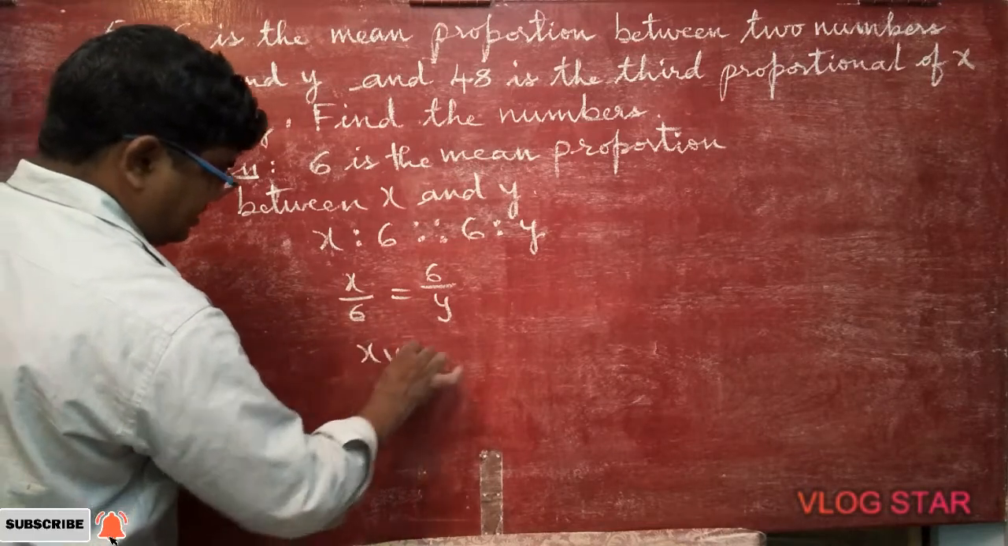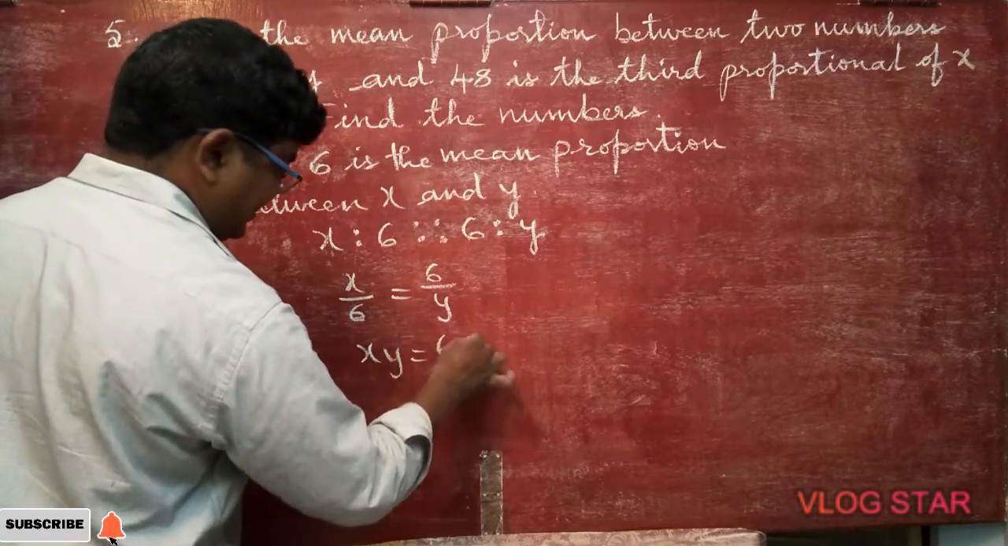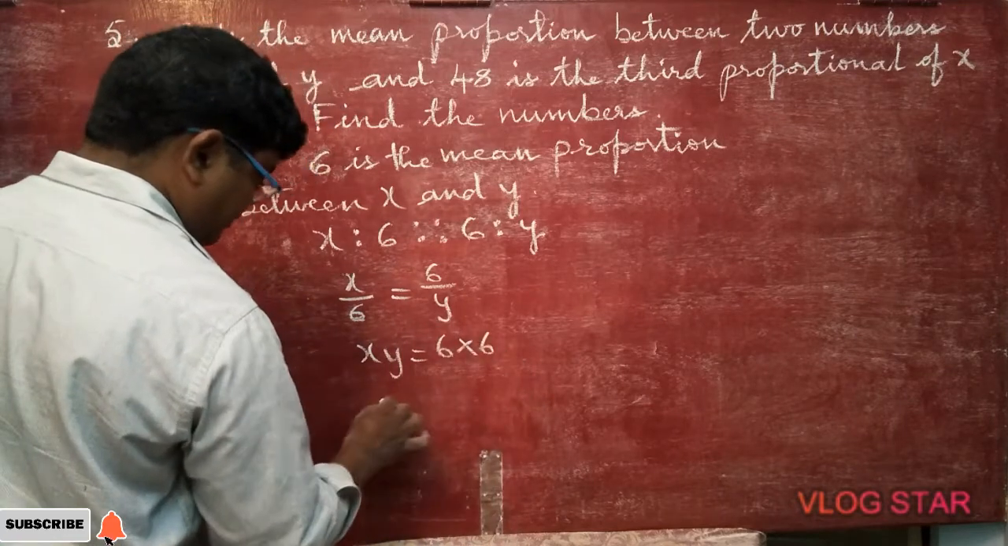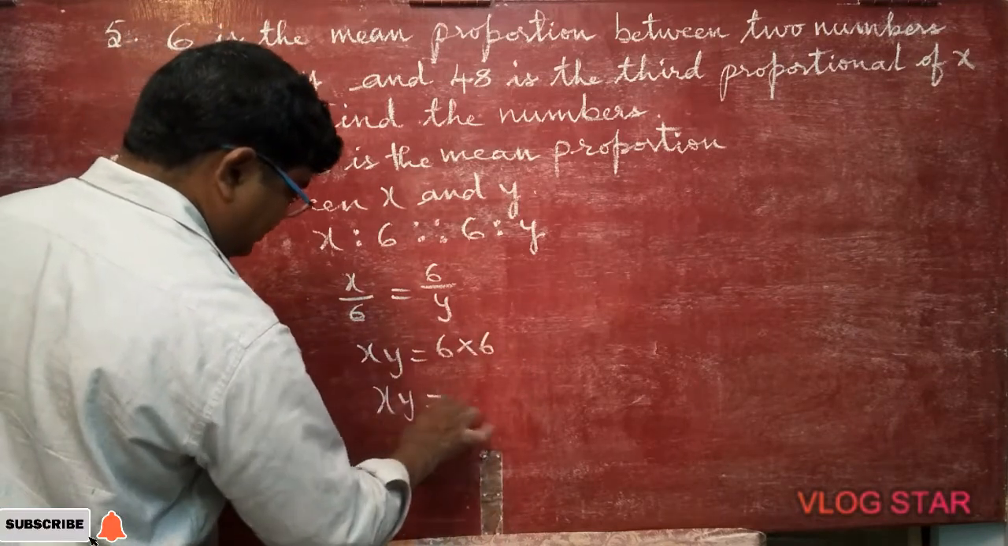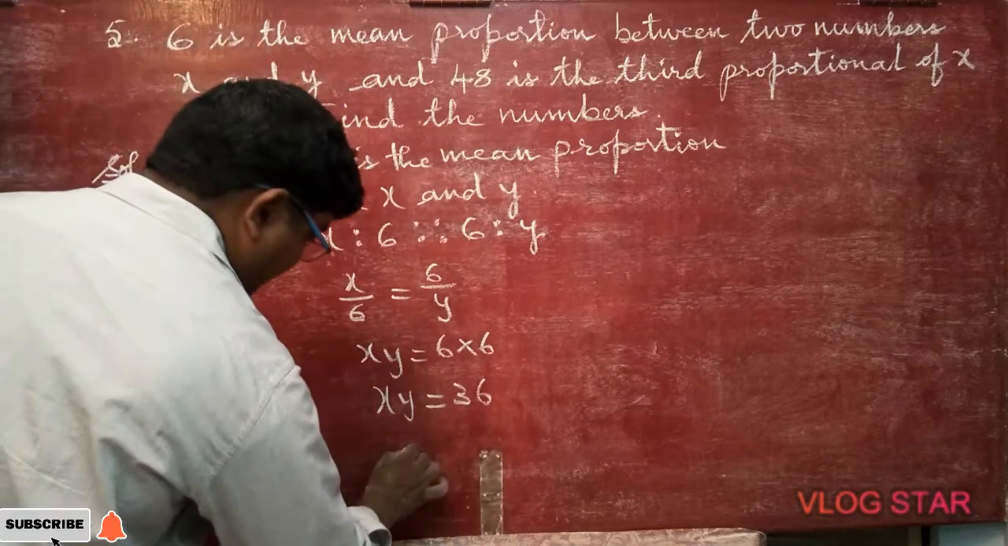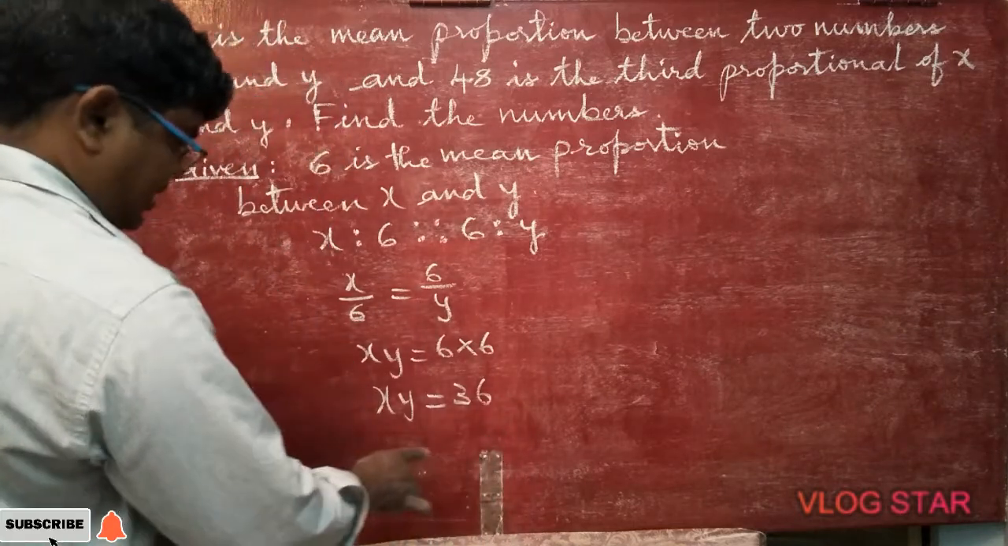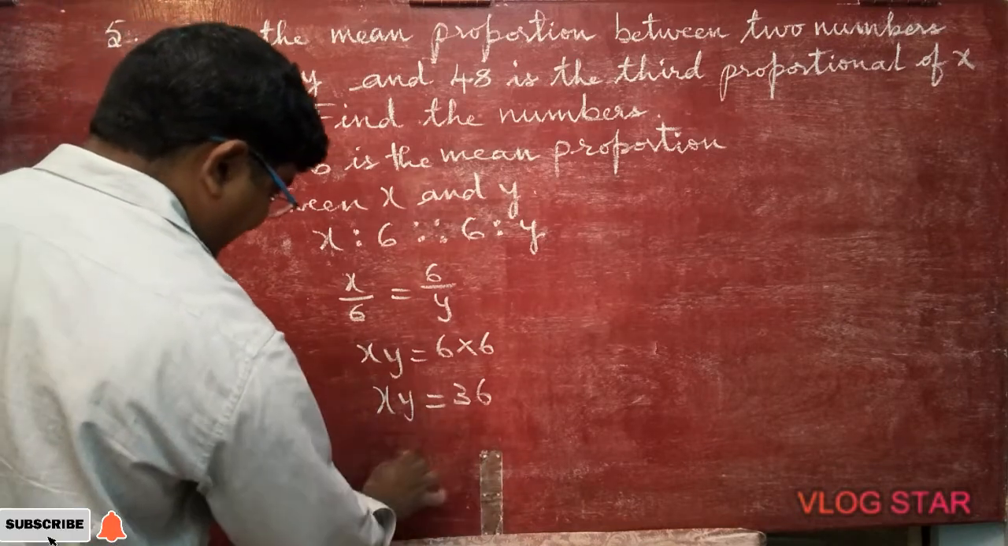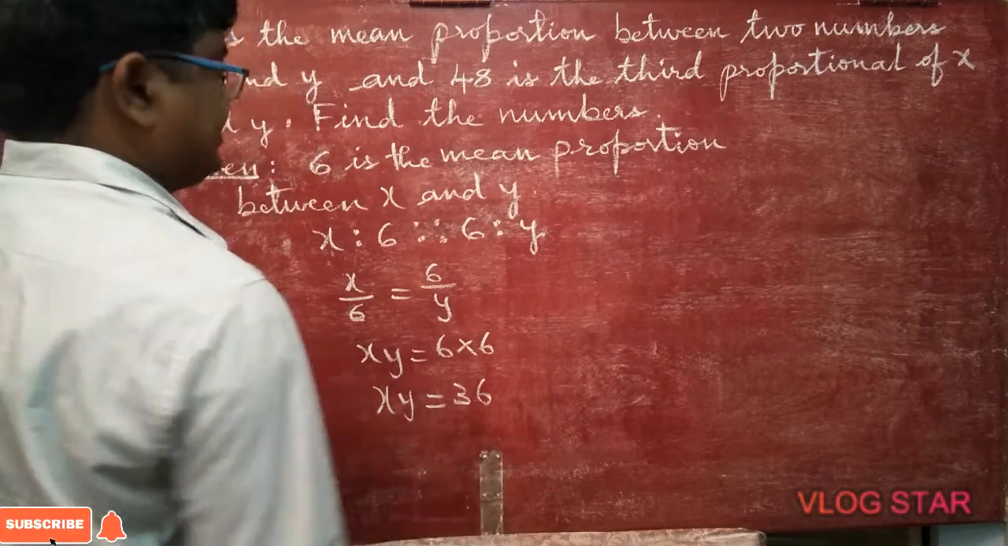xy is equal to 6 square. 6 6s are 36. So xy is equal to 36. If you want, you can also write y is equal to 36 by x, or x is equal to 36 by y, that we will see later.